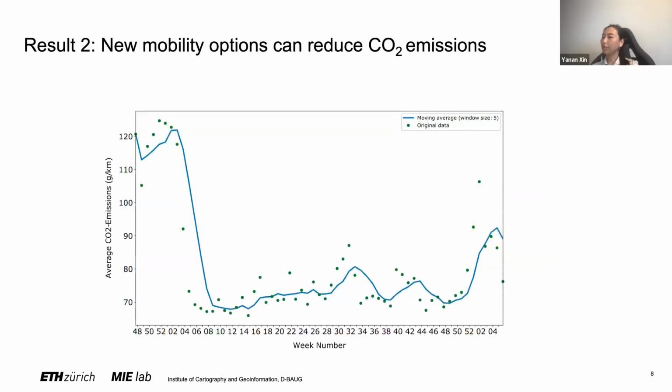This figure shows the average CO2 emissions of all users over time in the Green Class ecar study. You can see the blue line, which shows the moving average of 5 weeks. With the introduction of ecar in week 4, there is a clear drop of CO2 emissions. Peaks at the end of the season are mainly caused by an increased use of cars during holidays, especially during Christmas.